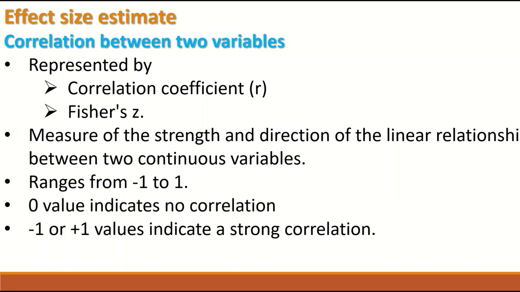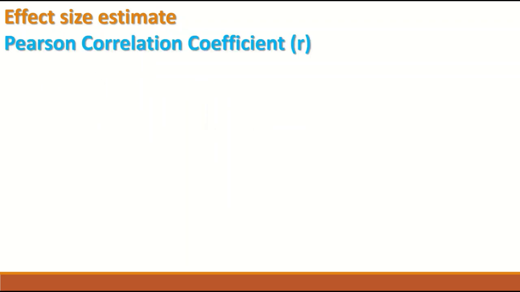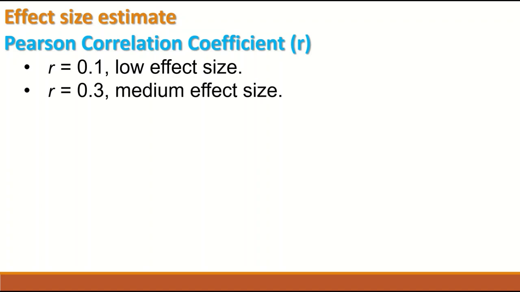So 0 indicates that there is no relationship, no correlation, no association between the two variables, whether they are experimental or control. Minus 1 and plus 1 indicate a strong correlation, whether it is positive or negative, inverse or increasing. Values between minus 1 and 1 indicate variation in the strength of the correlation. For Pearson correlation, as a rule of thumb, if r is equal to 0.1, then it is a low effect size. If it is 0.3, then it is a medium effect size. And if it is 0.5 or greater, then that represents a large effect size.